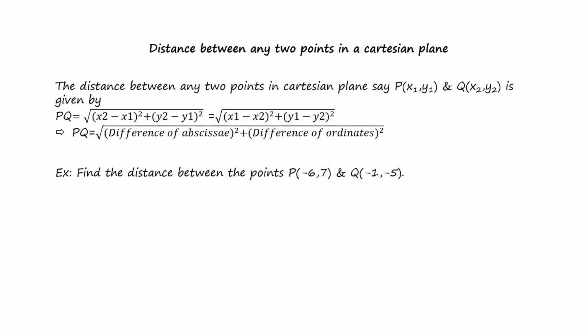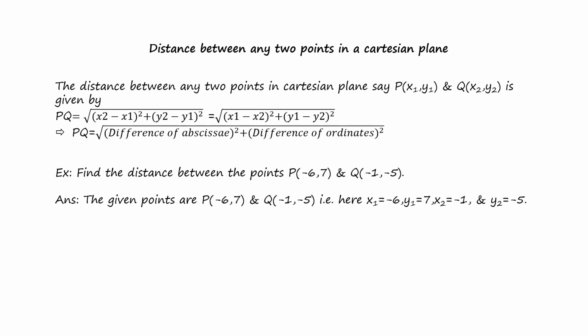Find the distance between the points P(minus 6, 7) and Q(minus 1, minus 5). So the given points are P(minus 6, 7) and Q(minus 1, minus 5). That means we can treat x1 equals minus 6, y1 equals 7, x2 equals minus 1 and y2 equals minus 5.